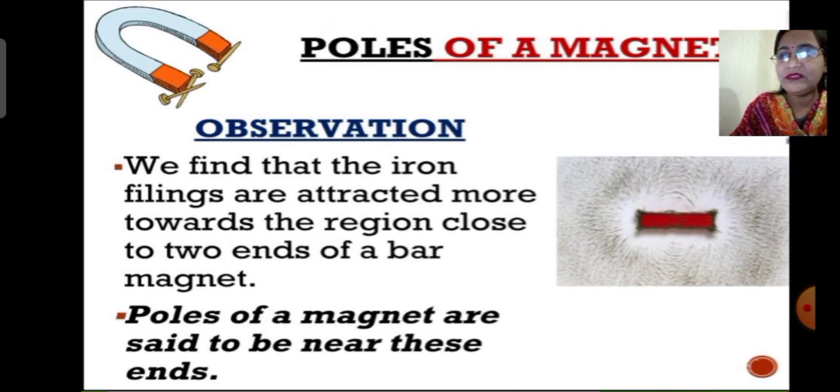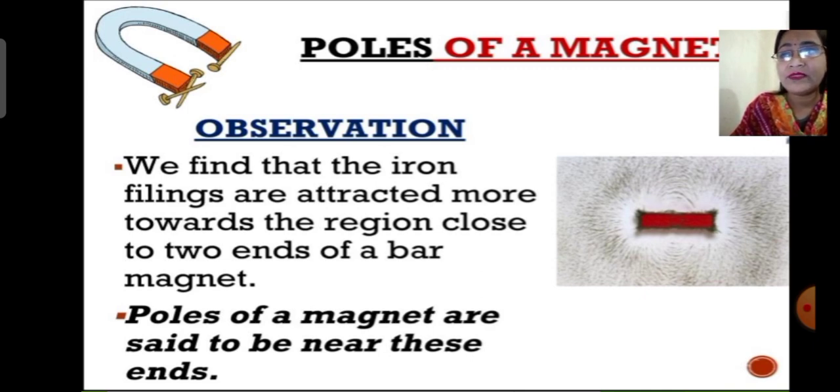By observing the activity where the iron filings or iron pins are attracted more towards the two ends of the bar magnet, we learned that the magnet does not evenly attract iron filings all over its surface, but most of the iron filings are attracted to the poles of the magnet, which are located at the two ends of the bar magnet.